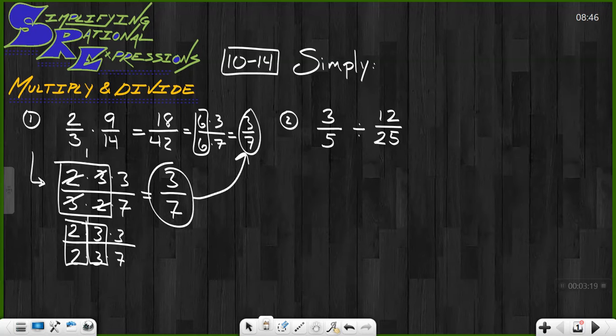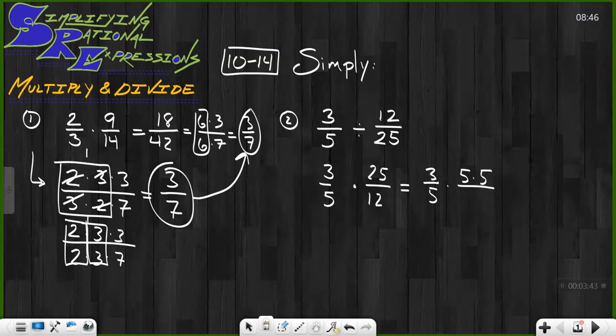We took something like 3/5 divided by 12/25, and we changed it to 3/5. We kept the first fraction, changed that division to multiplication, and we flipped our second fraction. The reciprocal of 12/25 is 25/12. Now we have a multiplication problem, and I can do exactly what we did before. We can look at 3 over 5 times, and we can factor out these numbers to get ourselves some nice factors that we could see that could cancel.